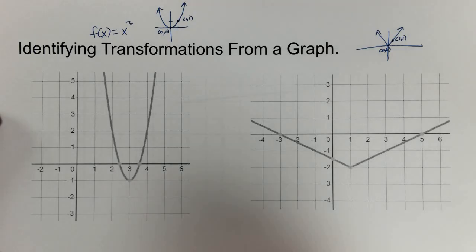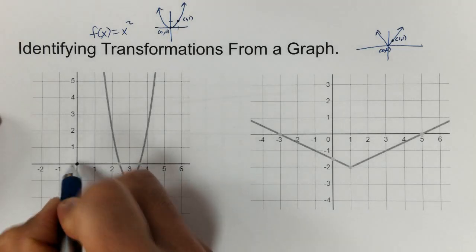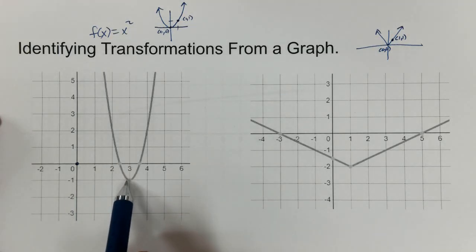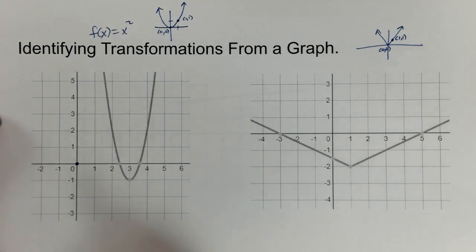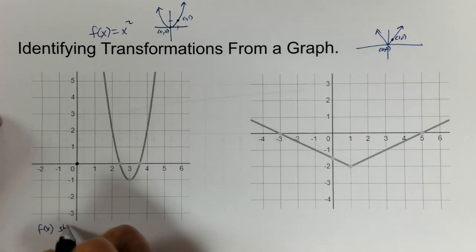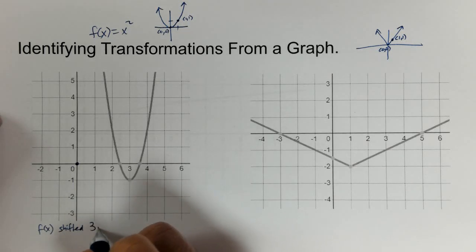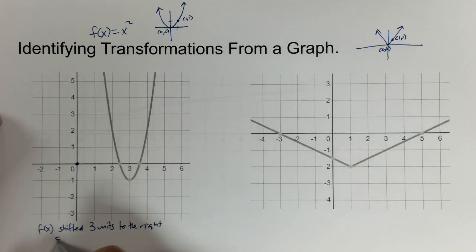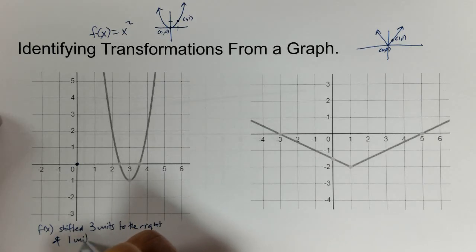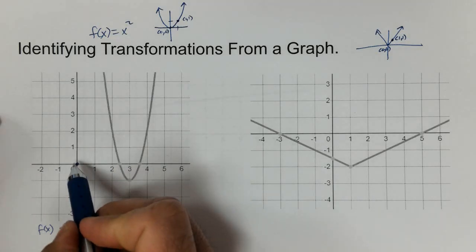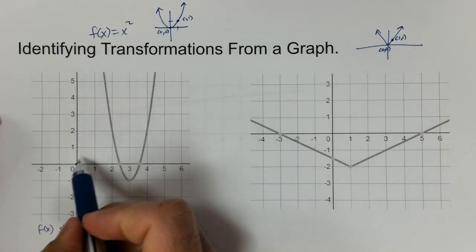So the first thing that I look at is that since the function is not at the origin, I already know that this moved 1, 2, 3 units to the right and 1 unit down. Yeah? So I can describe that shift. The function shifted 3 units to the right and 1 unit down. And I can tell that because it should have been centered at 0, comma 0. It should have been pointing up here.